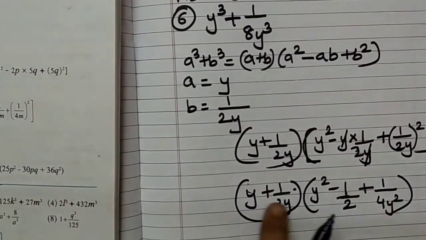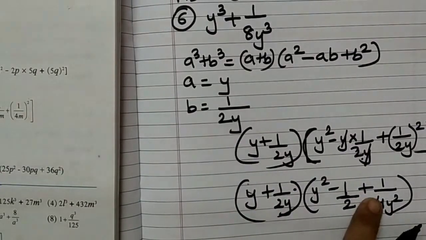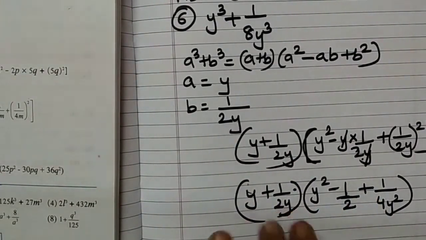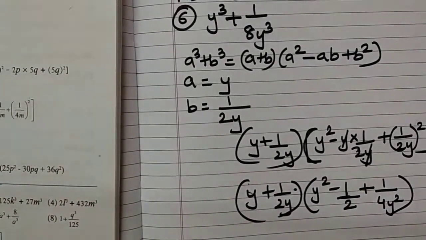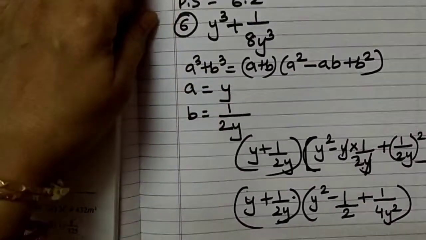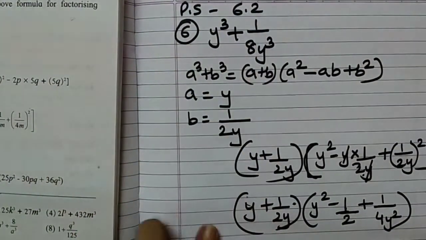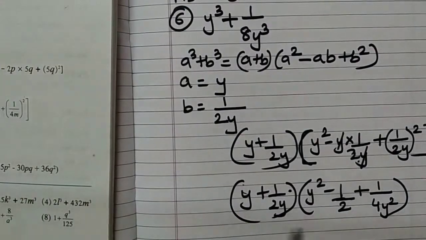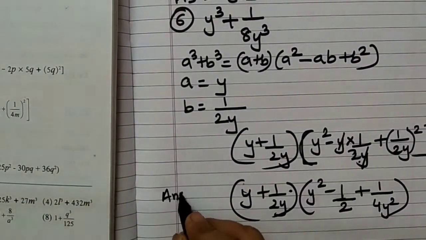You don't have to do anything else now. You just have to substitute and write down this. This is the answer. So you have to do the sum till here only. So y cube plus 1 upon 8y cube, the answer will be this. I hope you have followed this sum.